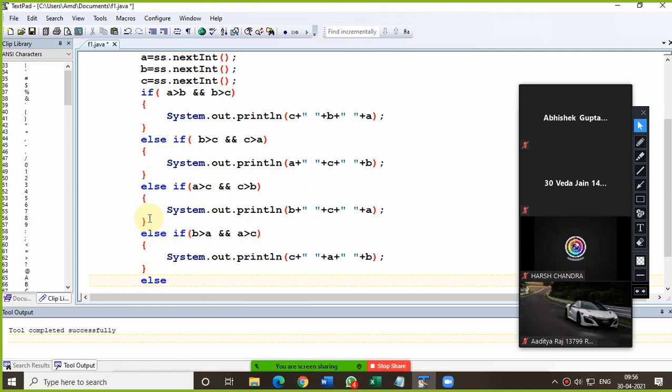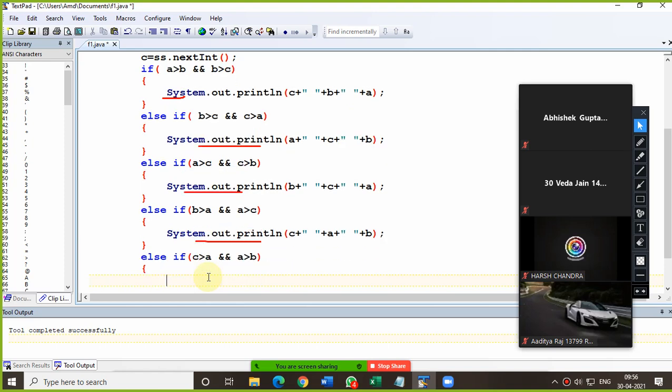Now, which condition is required to be tested now? Who will tell? See, you can easily check. This we have checked, this we have checked. So which one is left? Sir, if C is greater than A. Yes. So one more condition: C is greater than A and A is greater than B. So which sequence do we need to print now? BAC.